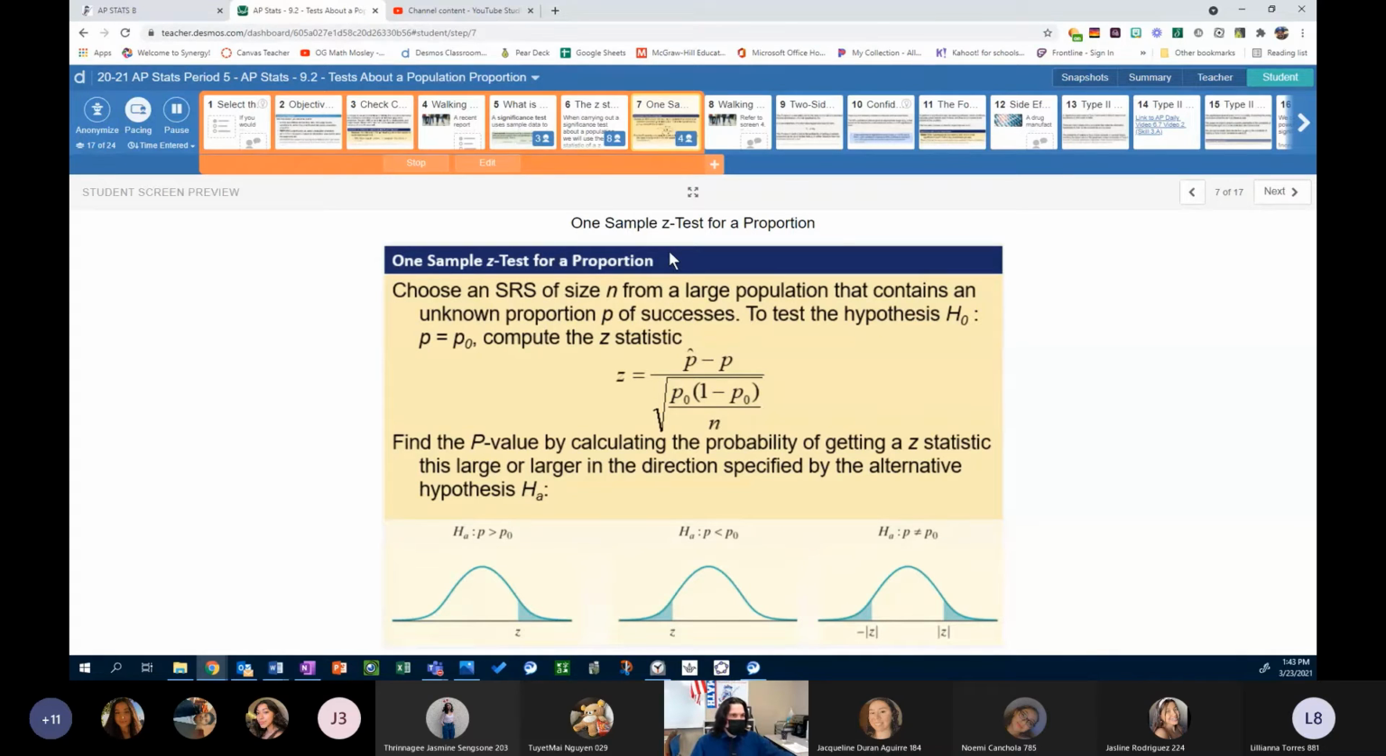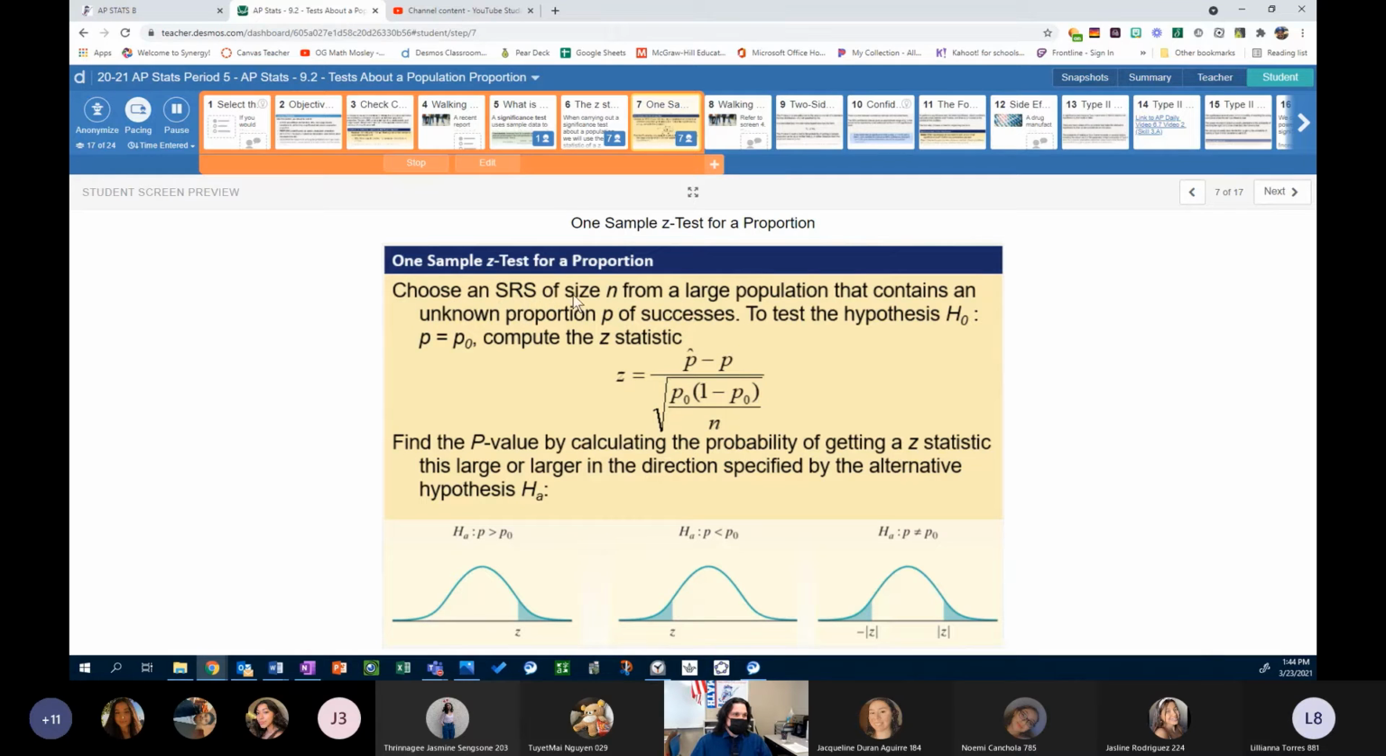So we get the one sample Z test for a proportion. This is our inference method for a significance test. Just like we had our inference method for confidence intervals, this is the one that we use for significance, or one of them. One sample Z test for a proportion.